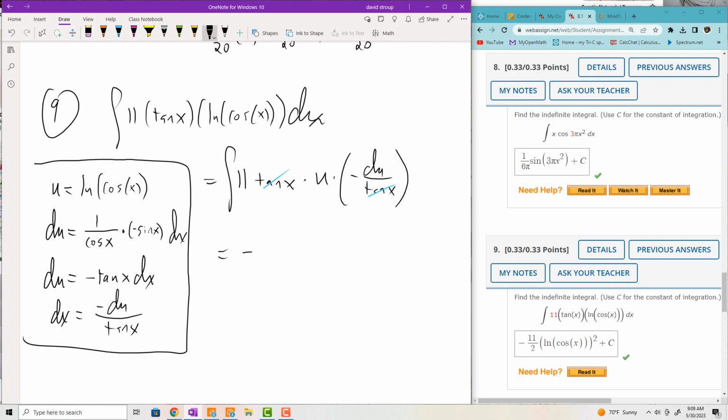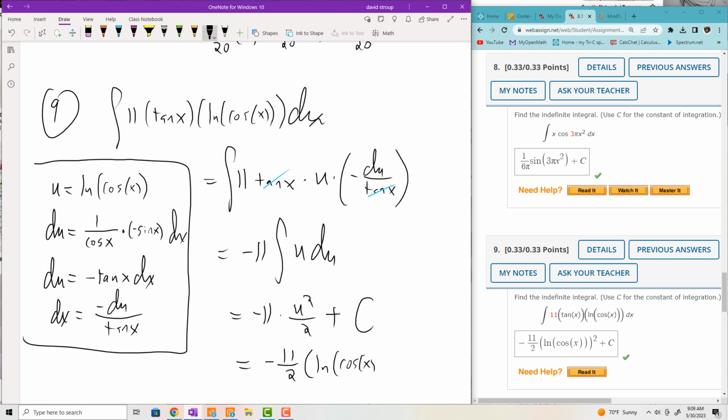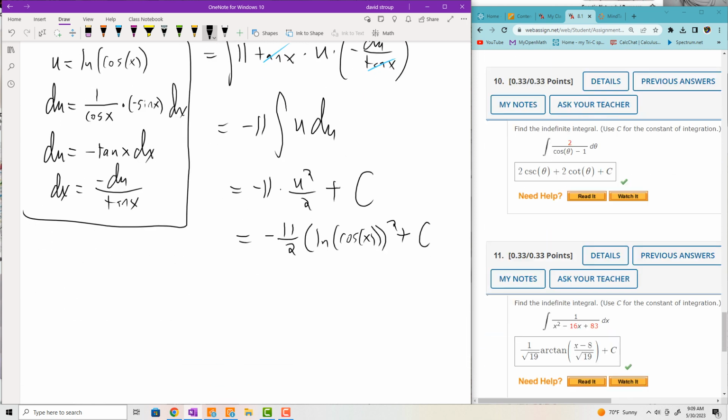I can factor out a negative 11, and I have the integral of u du. And that'll be negative 11. The integral of u is u squared over 2. Tack on your constant, and this will be, rewriting a bit, negative 11 halves times u squared. Let's go ahead and back sub. That'll be ln of cosine of x squared, and then plus c. Okay.